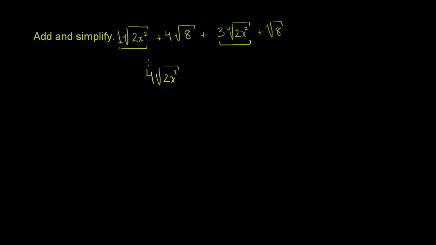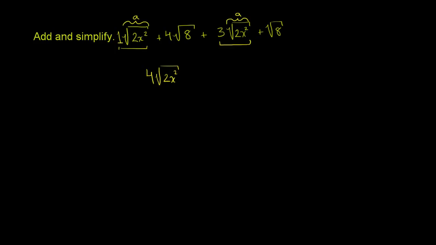If that confuses a little bit, imagine this whole principal root of 2x squared was some variable. Let's say that this whole thing was a. And let's say that this whole thing was a as well, because it's the same thing. Then you'd have 1a plus 3a's, which would give you 4a's. In this case, a is all of this business right over here.